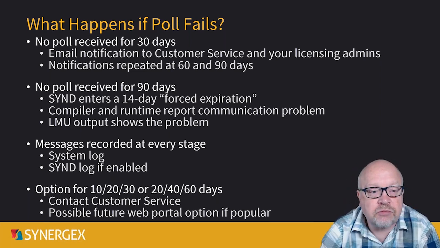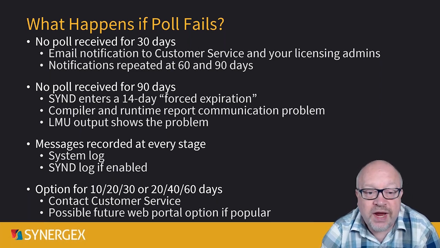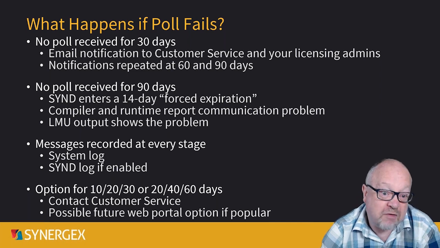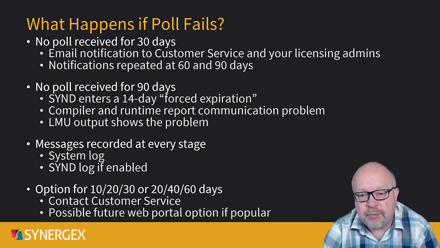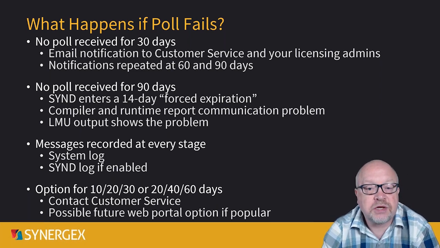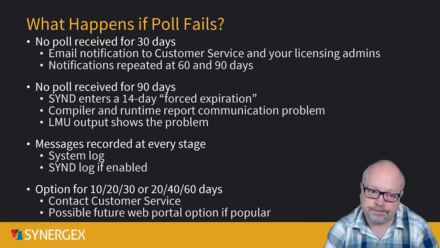here. Those notifications will get repeated, and obviously we treat them with different kinds of priorities after 60 days and 90 days. So there's plenty of built-in warning when things aren't going right, and that warning starts at 30 days by default.